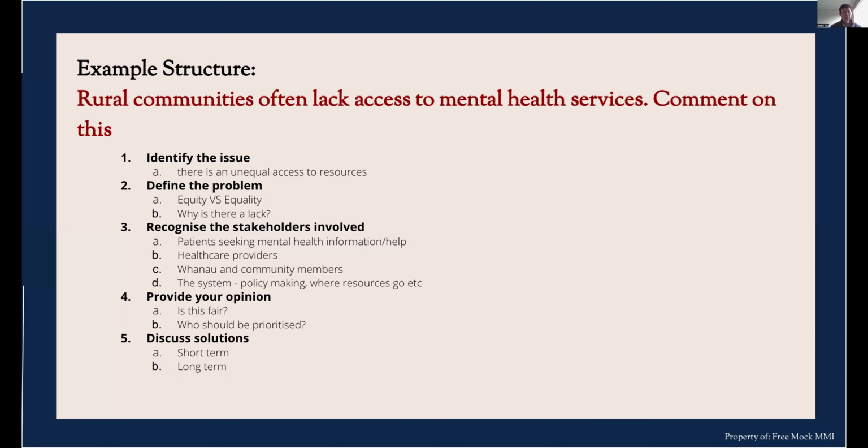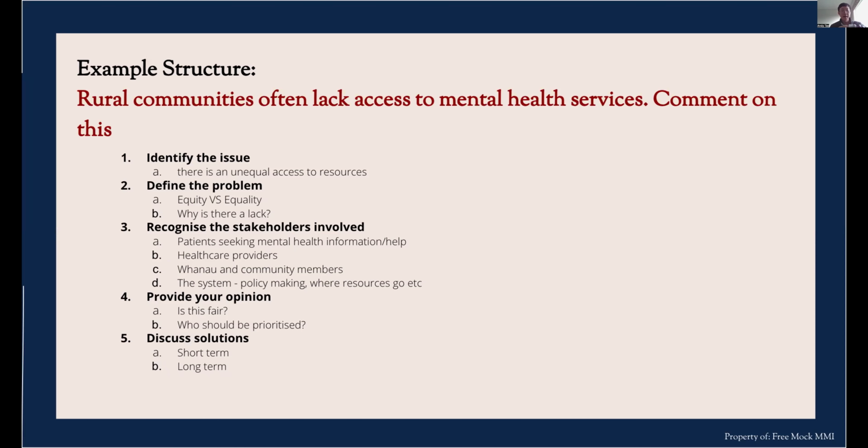And then thirdly, recognize the stakeholders, or the most important people who are affected in this topic. So those would be the patients who are seeking mental health help, or it could be patients of certain ethnic minorities like Maori and Pacifica. It could be the healthcare professionals themselves, the doctors who are working in those regions, their families, and the overall system of New Zealand, which decides the policy and where the money and the resources go, etc.